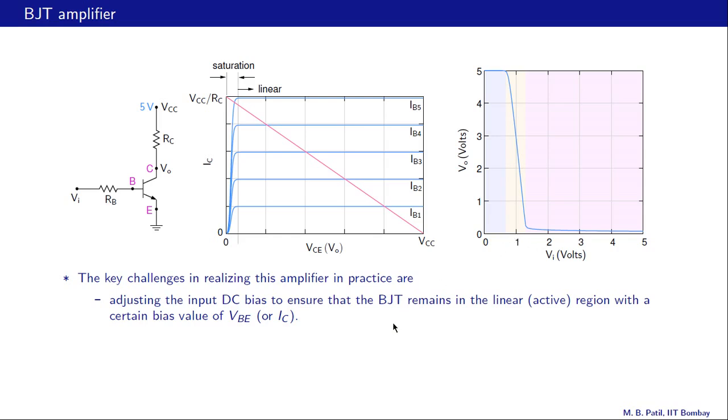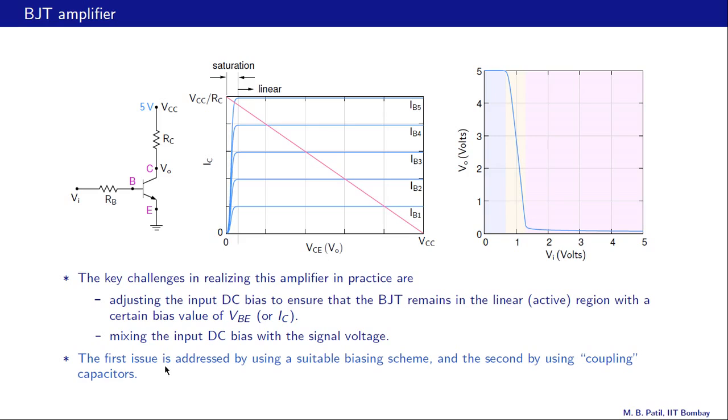How do we ensure that? That's one challenge. Second, mixing the input DC bias with the signal voltage. So we have two components to the input voltage. One is this DC bias, which we want to be at the center of this region, and on top of that we want to have the input voltage. How do you mix these two input components, DC and AC, or DC and signal in general?